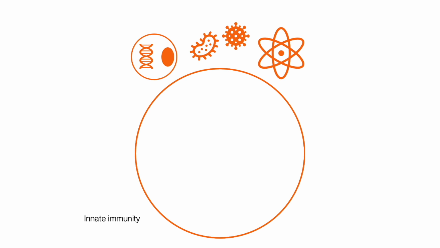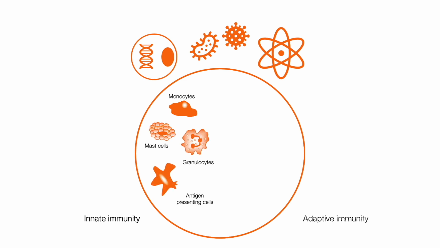Innate immunity, which is not specific and is made up of cells such as monocytes, antigen-presenting cells, mast cells, or granulocytes. And adaptive immunity that is specific and is made up of T and B cells that have specific receptors to recognize pieces of proteins, and antibodies that are also specific and also recognize parts of proteins, but also other molecules, for example sugars or lipids.